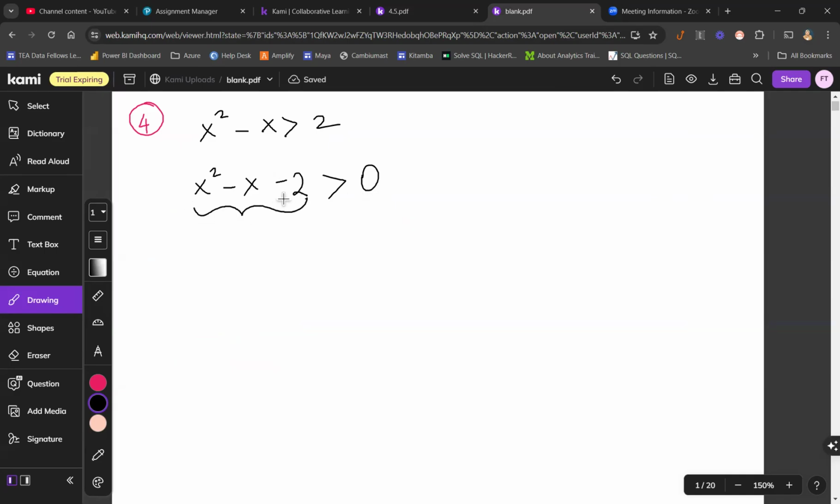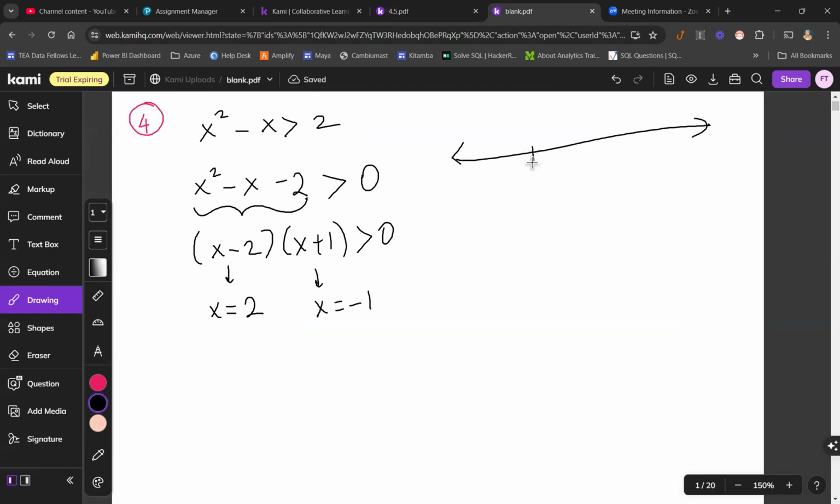Then we're going to factor our quadratic expression. The factors I need are (x minus 2) and (x plus 1), because when you multiply these two numbers, their product is -2, and when you add them up, their sum is -1. So one critical point is 2, and the other critical point is -1. On a number line, we show that -1 is one critical point and 2 is the other. Now we are going to test one point from each of these regions to check if we are getting a positive answer or not.